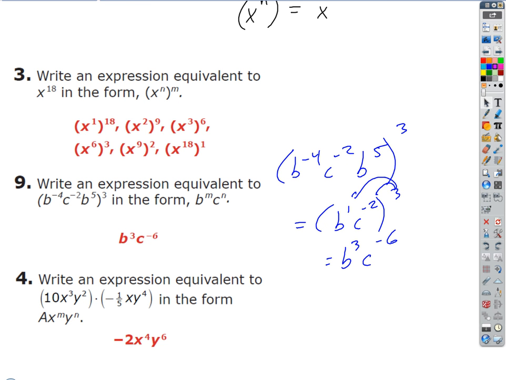Same kind of thing here. I won't even do that one. Same kind of thing, right? 10 times negative 5 is negative 2. X cubed times x to the 1 is x to the 3 plus 1, x to the 4. Y squared times y to the 4th is y to the 2 plus 4, y to the 6. Okay, you got it?